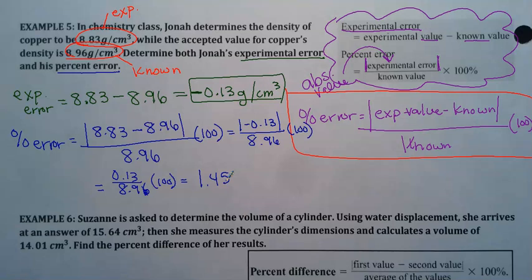No, it's not grams, because what are we looking for here? The percent error. So, yeah, since we're looking for percent error, this is 1.45%. All right. So he was off by 1.45%, which, you know, for things that we think about isn't much.